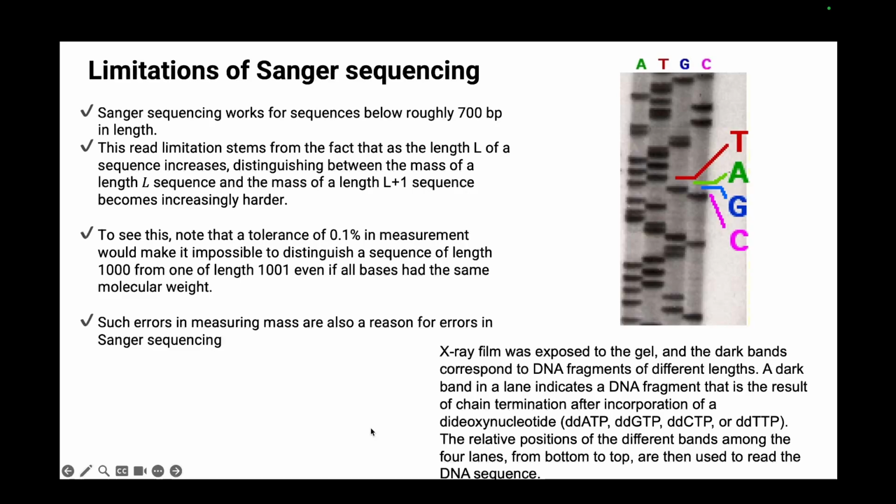So one of the major limitations of Sanger sequencing is that it works only up to roughly 700 base pairs. It won't work beyond that because as the length L of your DNA sequence increases, distinguishing between the mass of a sequence of length L and the mass of a sequence of length L plus 1 becomes increasingly harder.